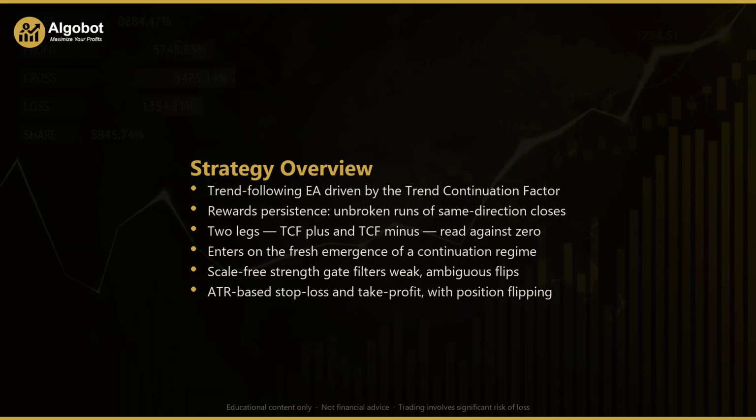The indicator produces two legs. The positive leg, TCF+, measures net up force after penalizing any down continuation. The negative leg, TCF-, measures net down force after penalizing any up continuation. In a clean uptrend, the up moves string together, so TCF+ stays above zero while TCF- is driven below zero at the same time. A downtrend prints the exact mirror.